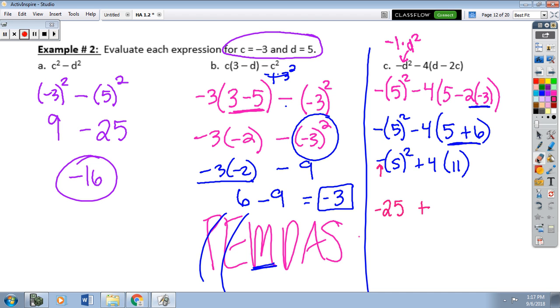Oops, I copied down the wrong symbol. Sometimes it's a copying mistake, not even a negative mistake. This is a -4. So that's going to get me a -44. So we should get a -69. So just be careful because a lot of students will think that this is -5 squared, which gets us 25, and then they would subtract 44.